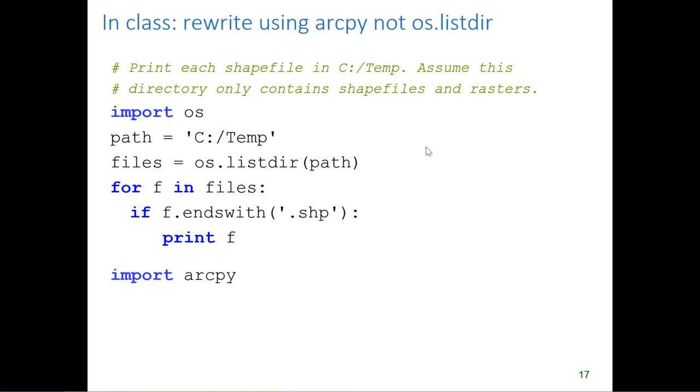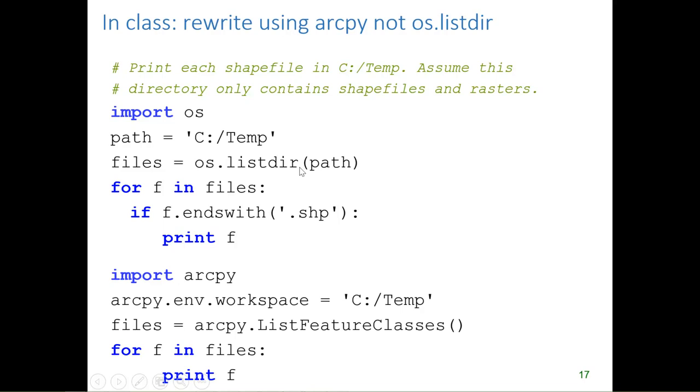So first of all, you'll need to import ArcPy. Now I'm going to go on and give the solution. So if you haven't paused the video to try it, stop now. And then you need to set the workspace environment setting. So this property is set to C:\temp, and we call arcpy.ListFeatureClasses, and for each feature class in files, print f. For f in files, print f will give us a printout of each of the shapefiles in that directory.